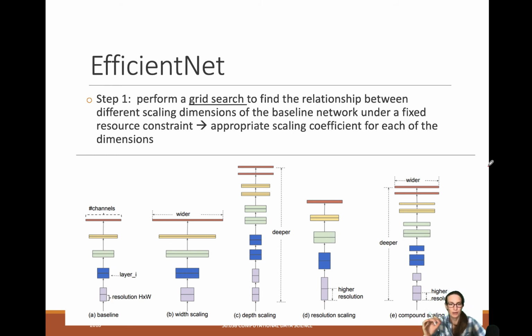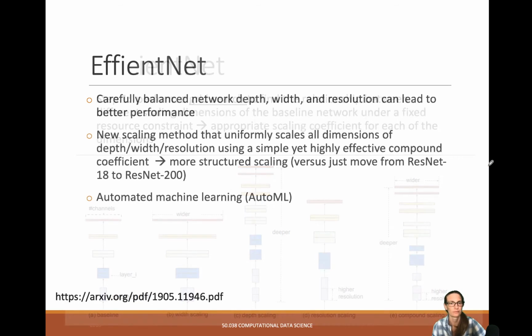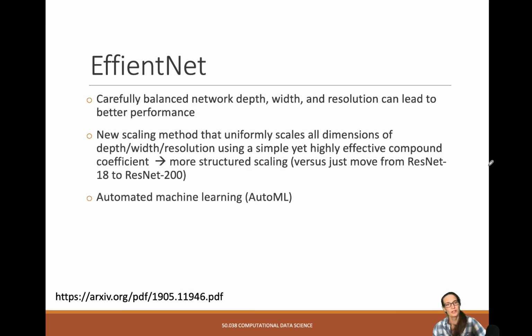Just to elaborate a little bit on the types of scaling, width scaling basically means the number of channels that you get in your feature maps. Depth scaling is the number of layers in your network, and resolution scaling is simply the number of pixels in your image, so the height and width of your image. The result is a carefully balanced network depth, width, and resolution, which can lead to better performance.